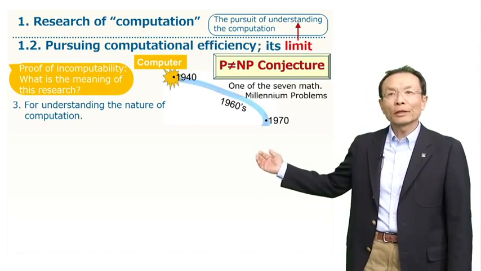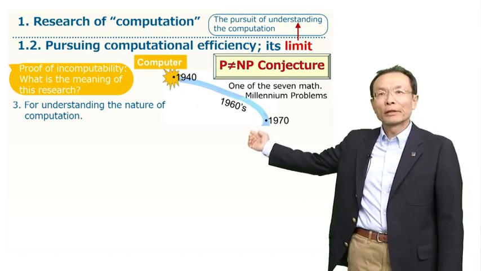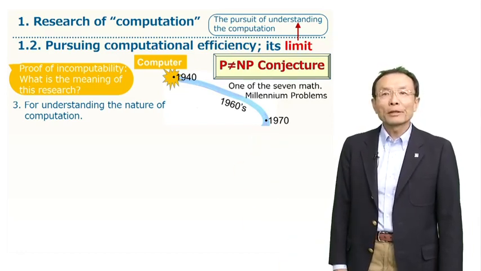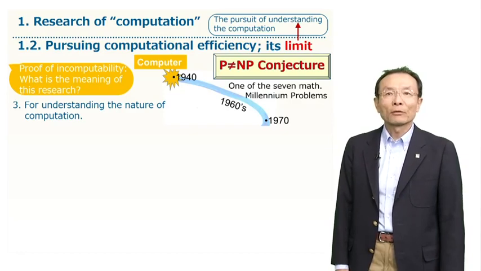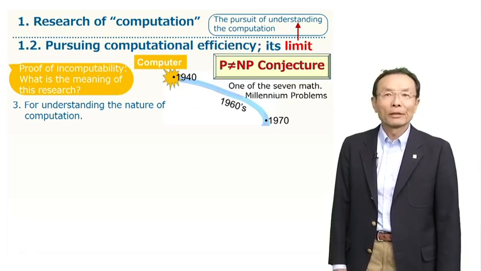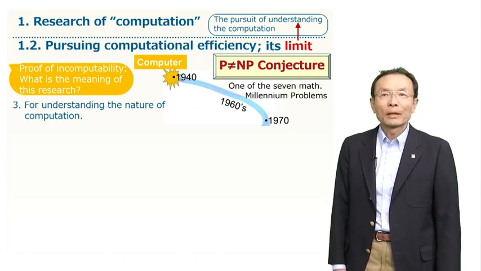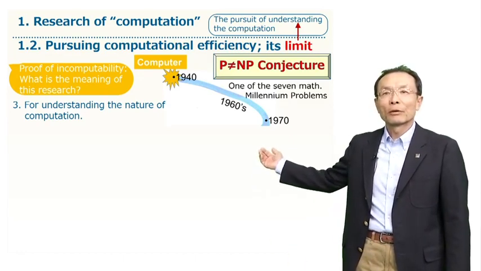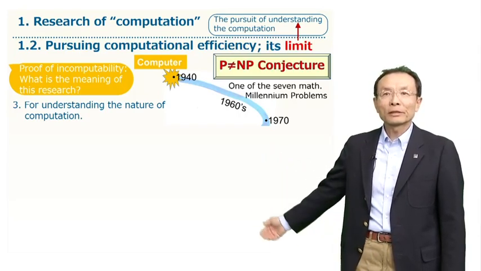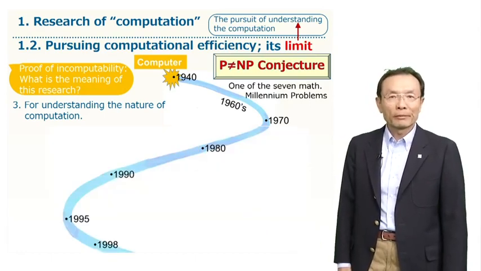Investigating the P not equal NP conjecture is to study the limits of algorithmic efficiency. It is similar to the time when mathematicians studied computability, the limits of computation, which led to the emergence of computers. In the history of mathematics, a breakthrough idea has been discovered or a new theory has been established from time to time through the research of impossibility. Similar achievements have been established from the research of the limits of algorithmic efficiency.